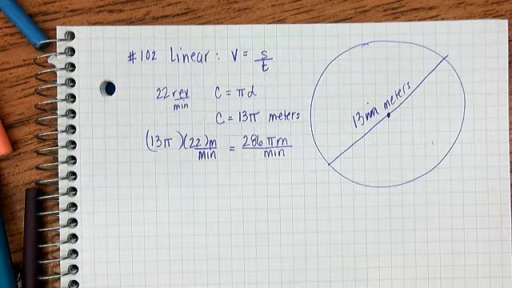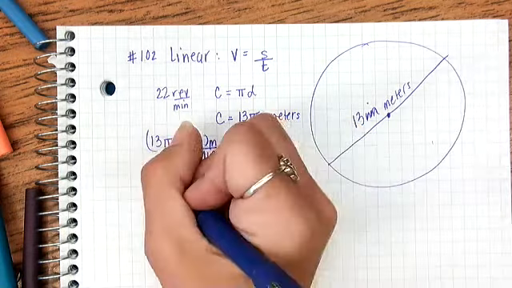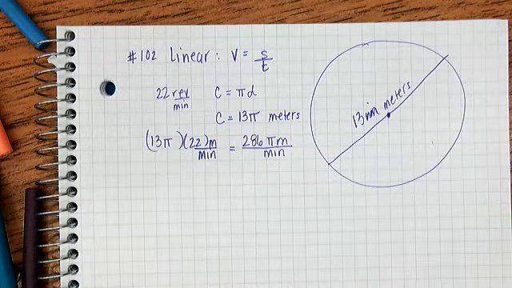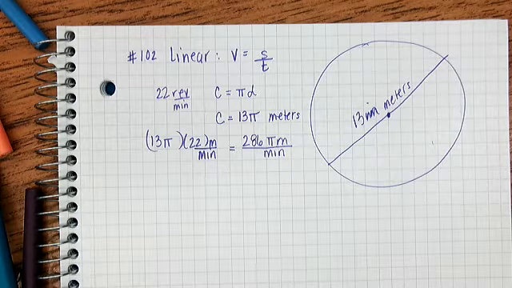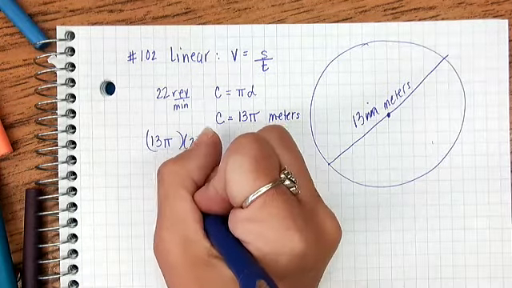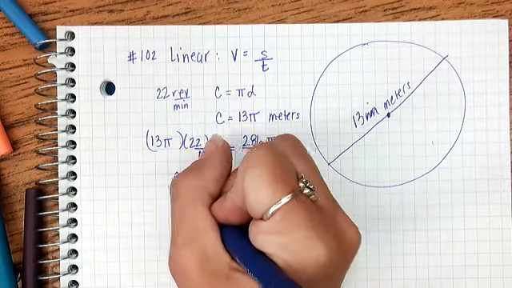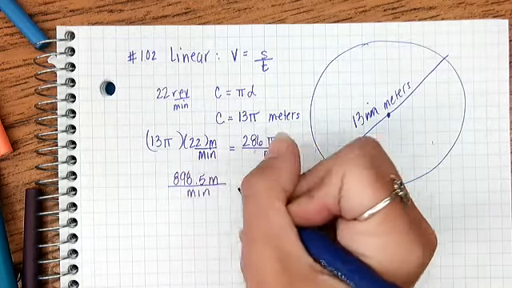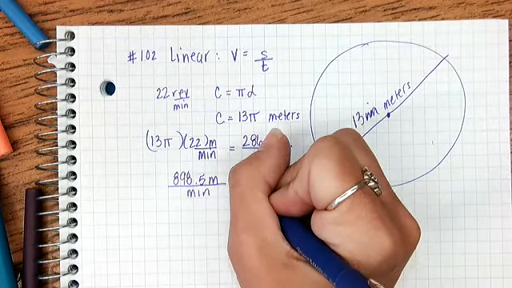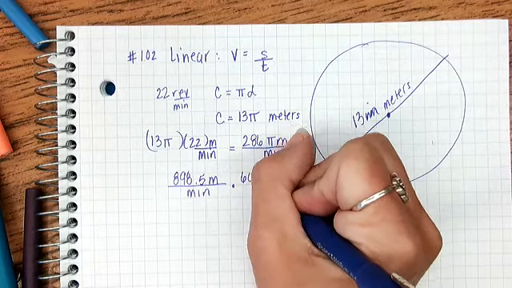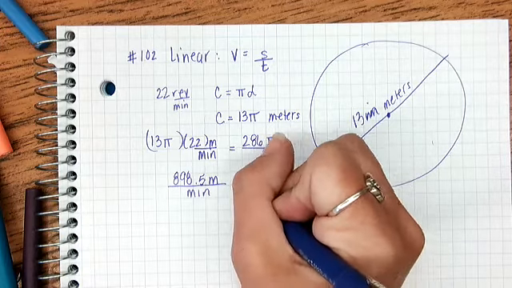The directions say, what's the linear speed in kilometers per hour? So if this is 286 pi, which is about 898.5 meters per minute, and they want to know per hour, times 60 minutes per hour.